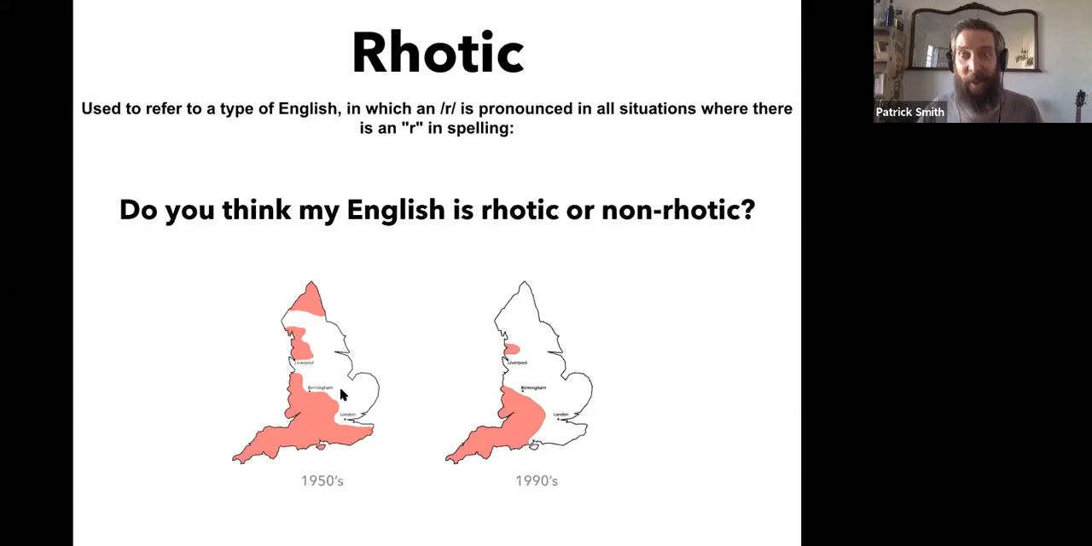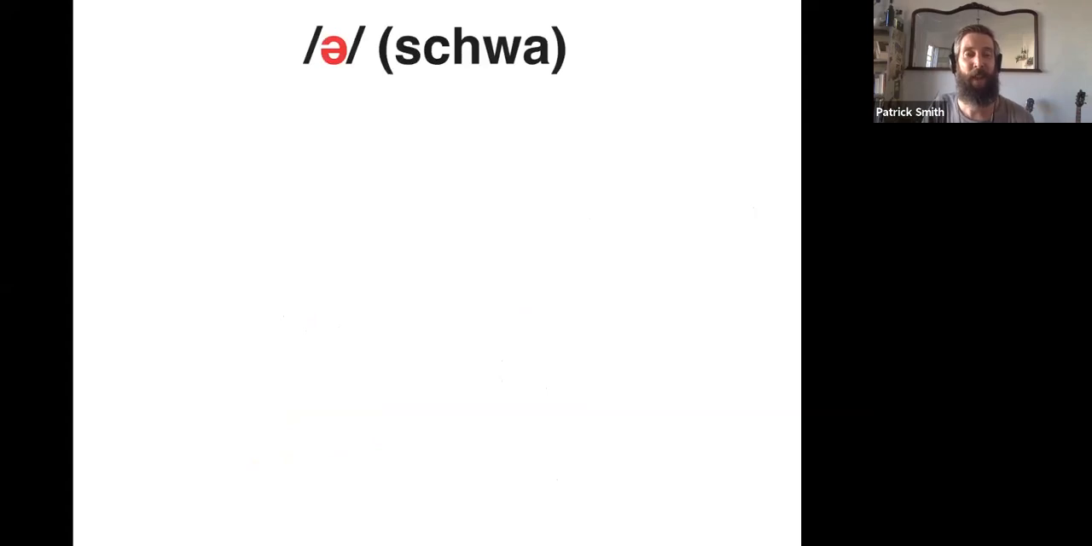You go back a couple of hundred years, and most of the USA was non-rhotic, and they've actually become rhotic. So this is very fluid. It's changing. But yeah, definitely my accent is non-rhotic. Which brings us back to the schwa, a super important phoneme. The most common vowel sound in the English language. The most common is the schwa.